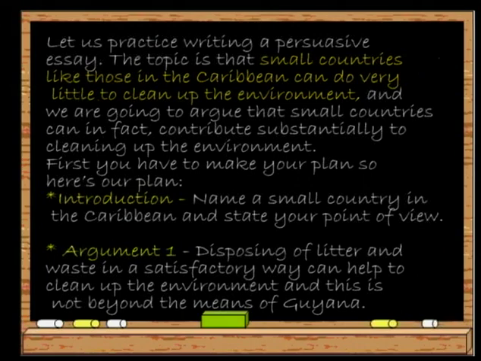First, you have to make your plan. So, here's our plan. Introduction. Name a small country in the Caribbean and state your point of view. Argument 1. Disposing of litter and waste in a satisfactory way can help to clean up the environment, and this is not beyond the means of Guyana.